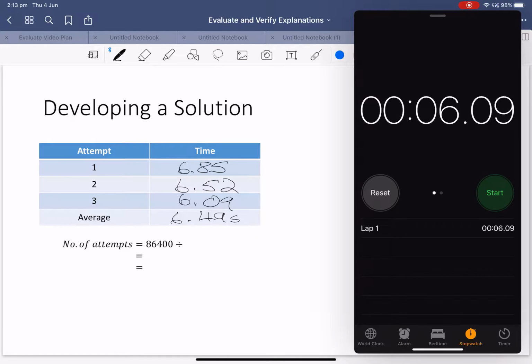Remember, our observation was there's 86,400 seconds in a day, which is just 24 times 60 times 60. So that divided by 6.49. So 86,400 divided by that is 13,319.63. Now, 0.63 is not going to be a complete saying of the alphabet, so we're going to have 13,319 attempts per day, or attempts of saying the alphabet in one day.